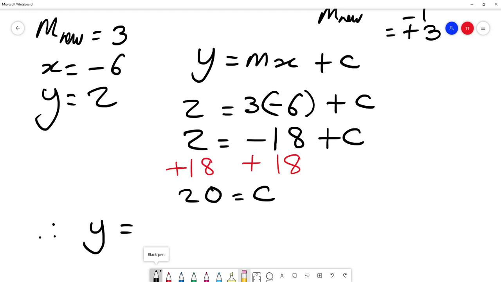And we can say, therefore, in the form y equals mx plus c, our gradient is 3, so it's 3x, and the y-intercept c is positive 20, so we do plus 20. So we end up with an equation y equals 3x plus 20.